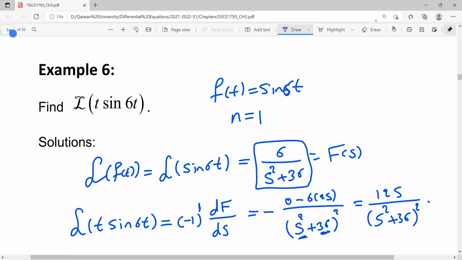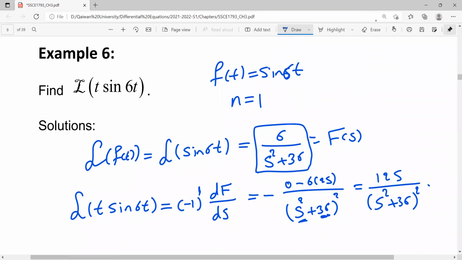Here we have negative, it becomes positive. Negative becomes positive. That's why I say it's positive. 2 times 6 is 12, s dividing by s squared plus 36 squared.